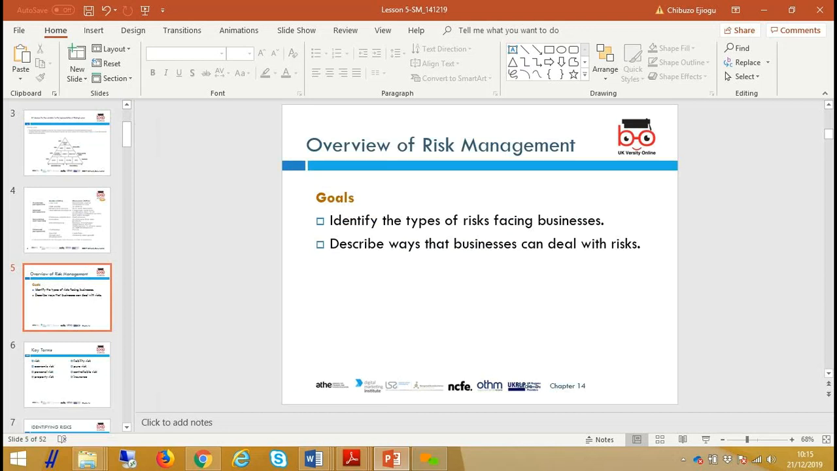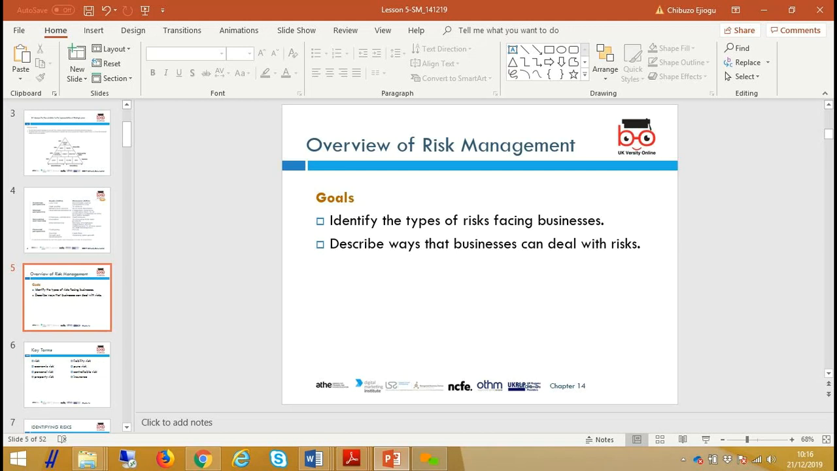So, we've looked at the key aspects of monitoring and controlling your strategy implementation or strategic plan implementation through performance measures, right? Another thing you can do with implementing your strategic plan or strategy is to manage the risk inherent within your organization or the strategy you are pursuing, right?